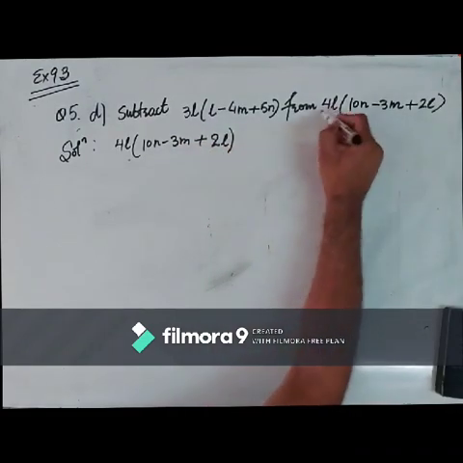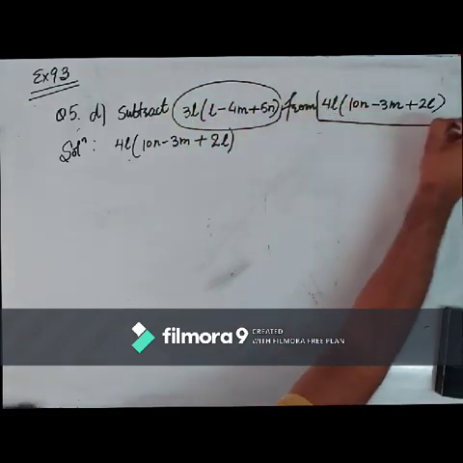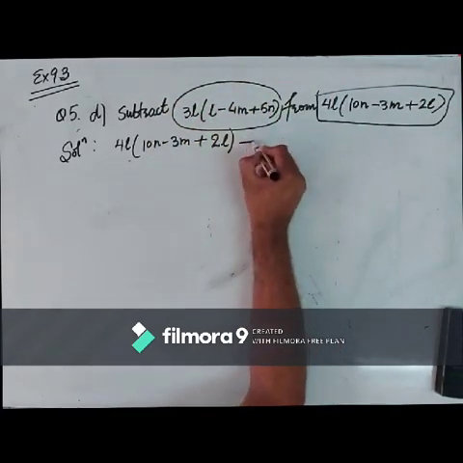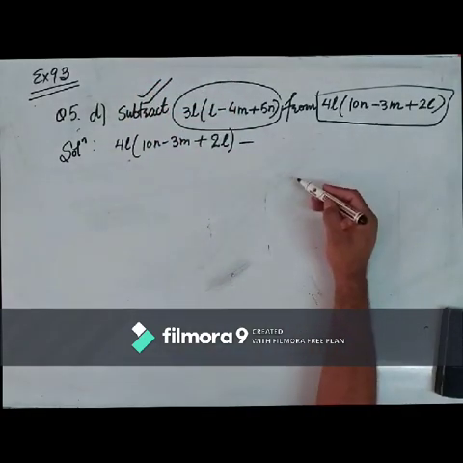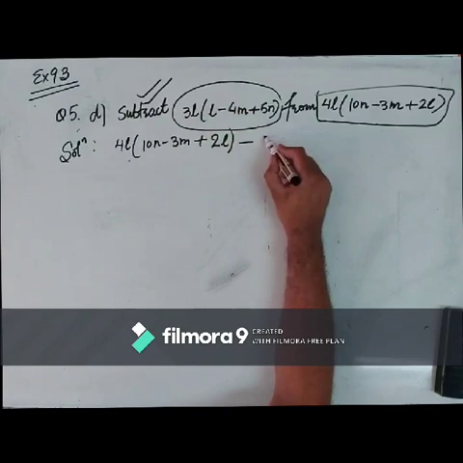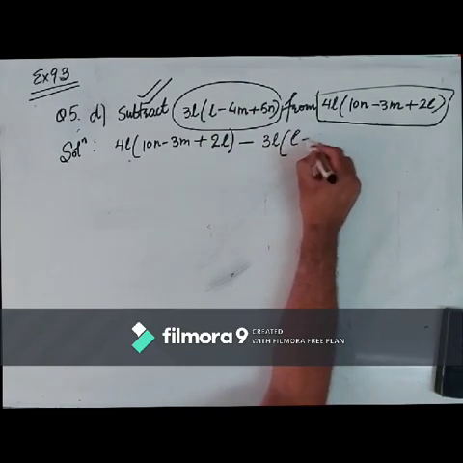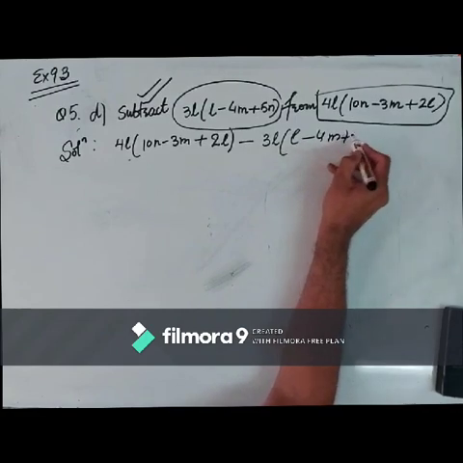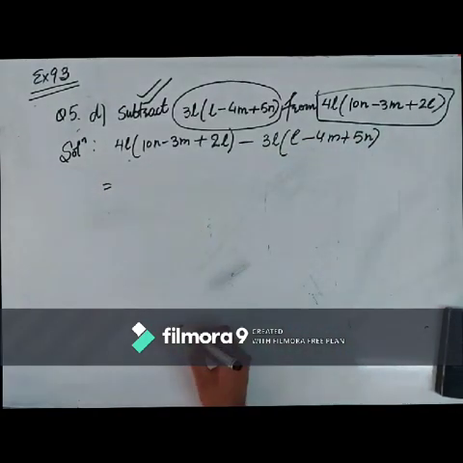Why? Because this one polynomial is to be subtracted from this one. So negative sign because of subtraction, negative sign. Then 3l, right here, 3l bracket start, l minus 4m plus 5n. So let us simplify it.